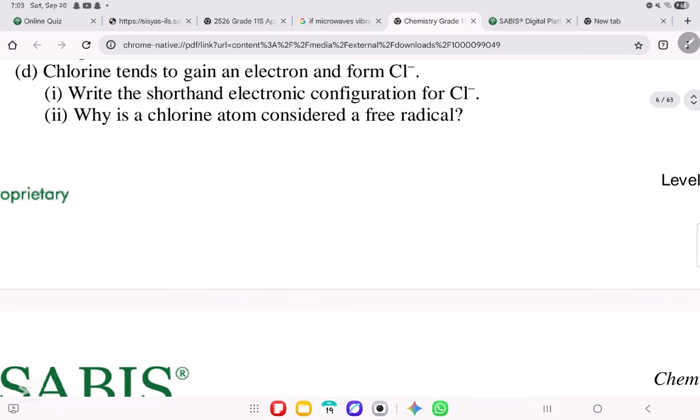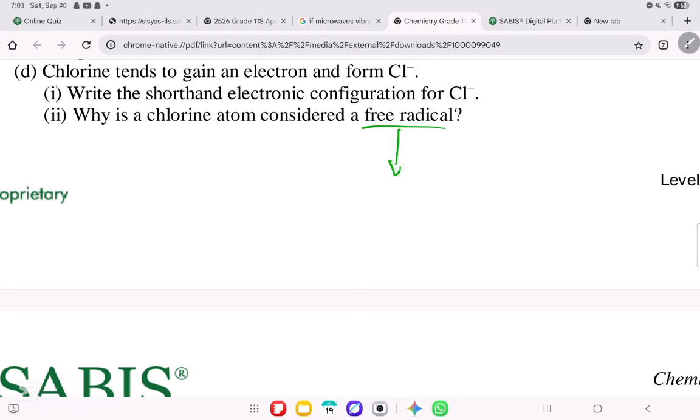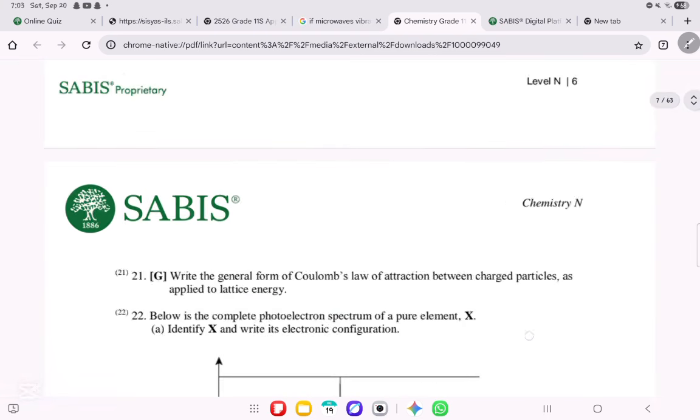Why is a chlorine atom considered a free radical? Why is it considered a free radical? Because it has an unpaired electron. It has an unpaired electron. Perfect. Now we move on to the last 4 questions.